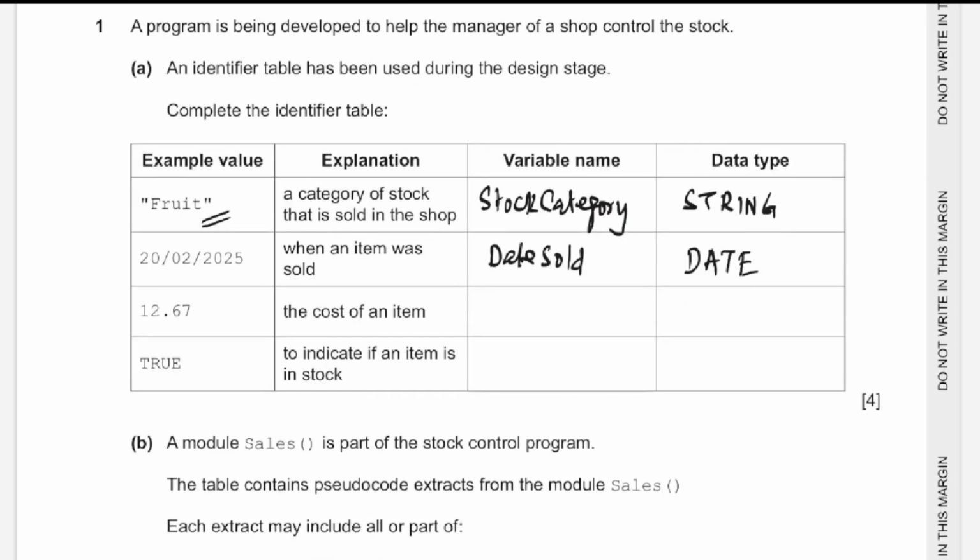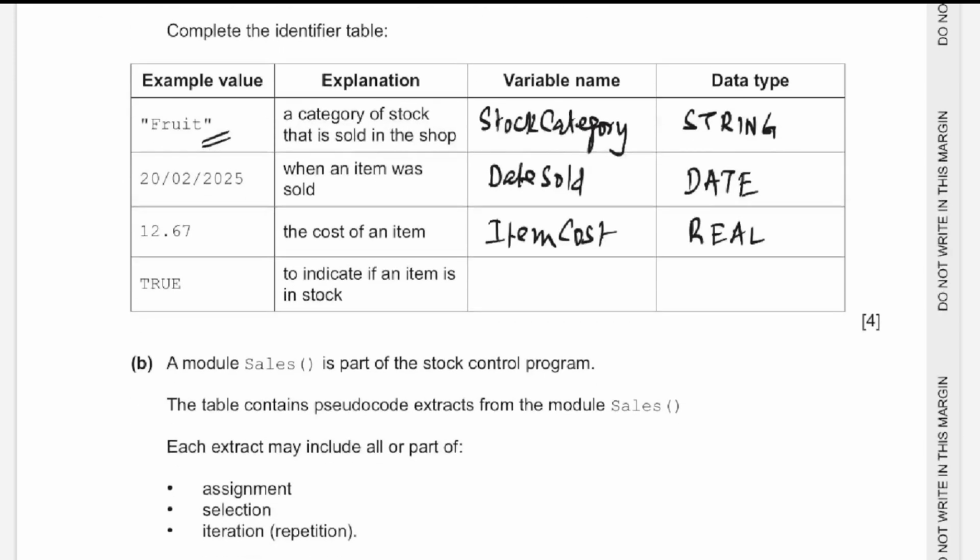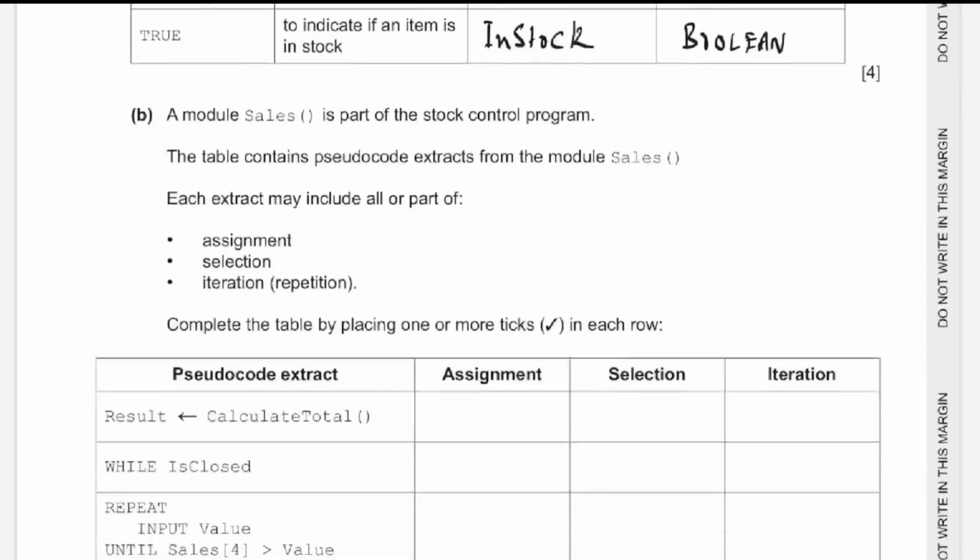The cost of an item, cost. This is going to be real. To indicate if an item is in stock, so it can be stock, and it is boolean. All right.